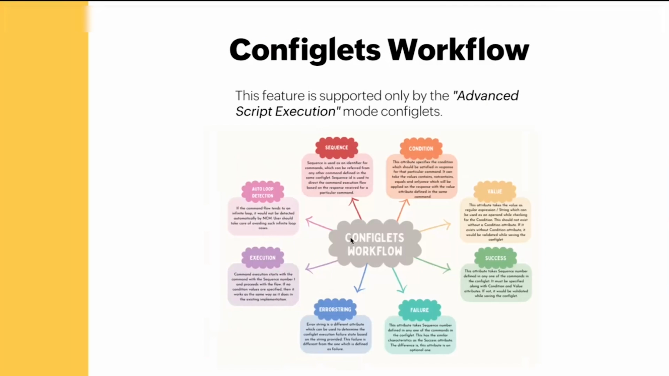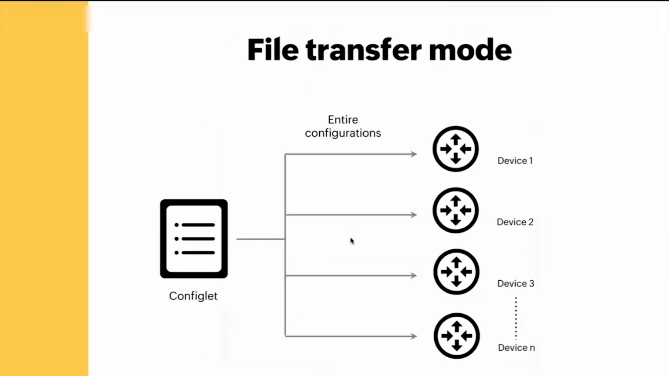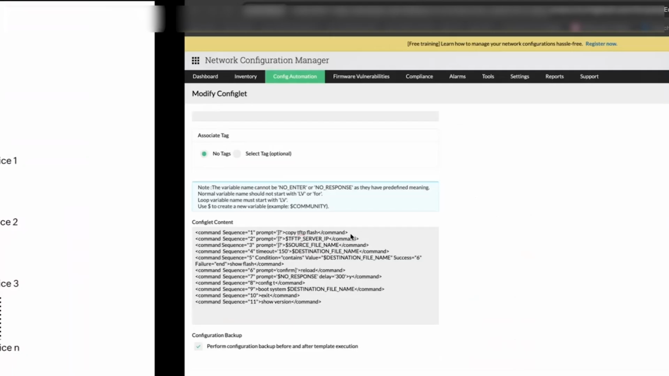Final one is the file transfer mode. Here an entire configuration, whether it can be a running configuration or a startup configuration or both of the configurations, can be pushed to selected devices at once. You can copy an entire configuration and paste it in the configured content area, and you can just execute it. Let me show you this in the UI.